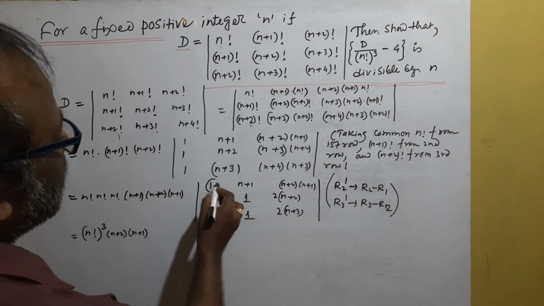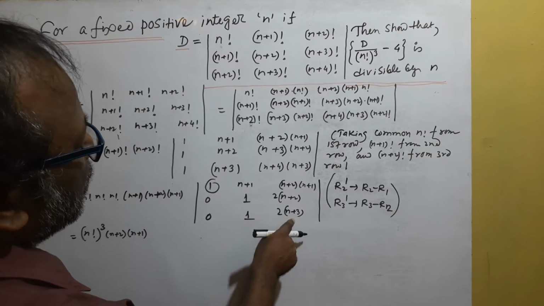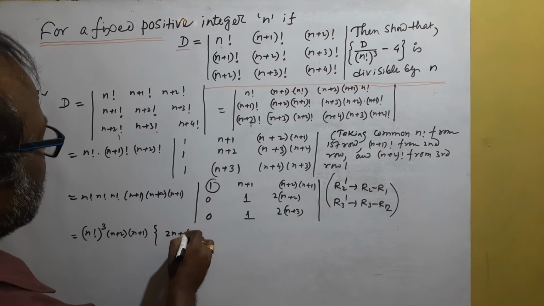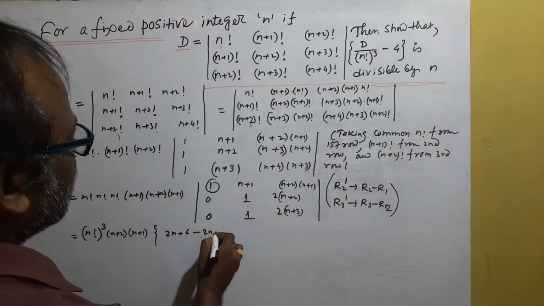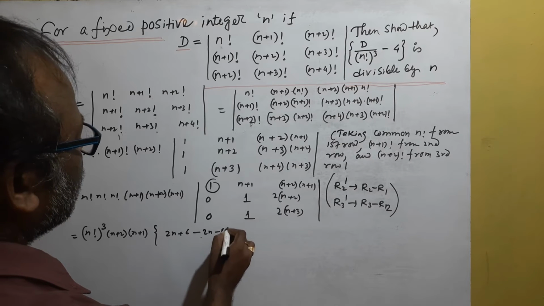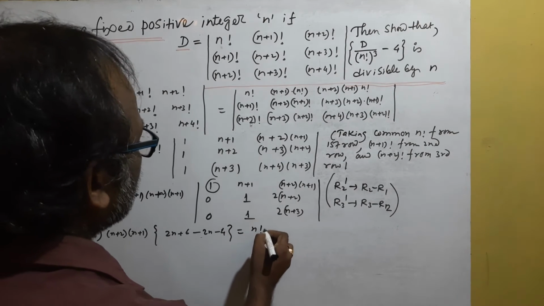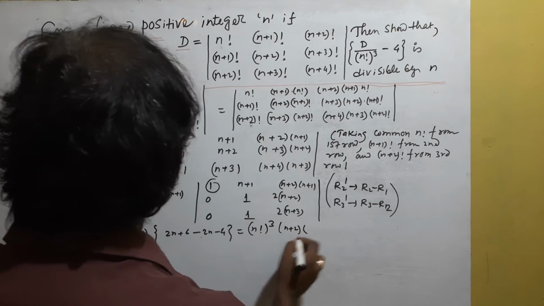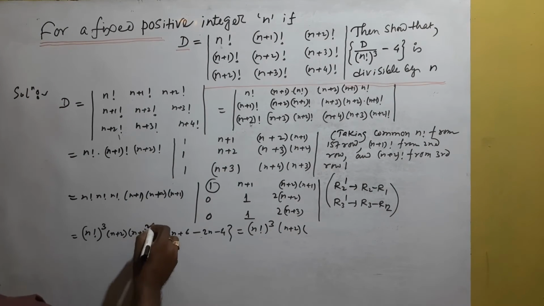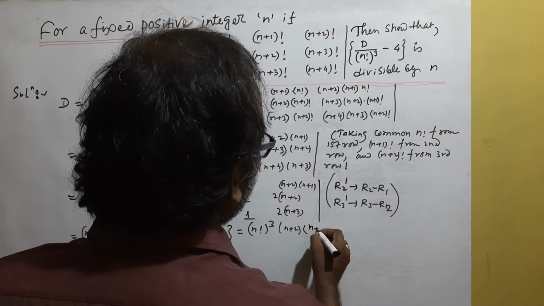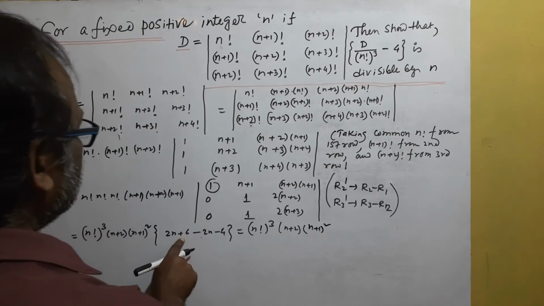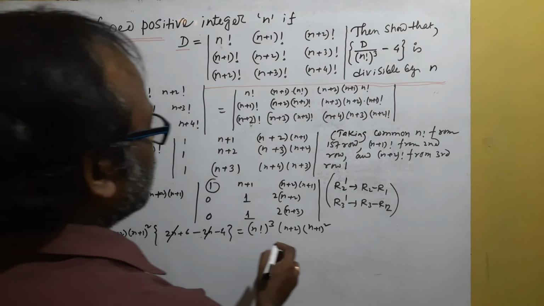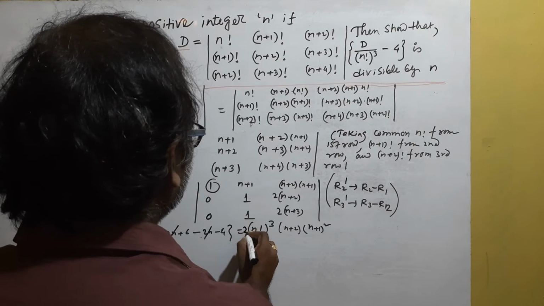If we expand this, this is 2 times (2n plus 6 minus 2n). This is factorial n cube, n plus 2, this is your n plus 1 whole square. So n plus 1 whole square. See, this is 2. This is only 2.